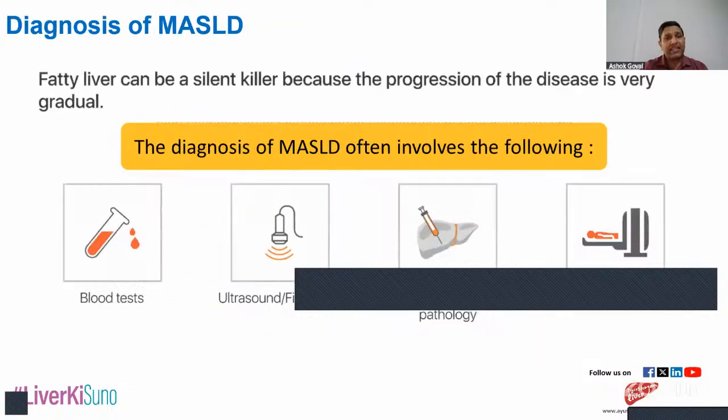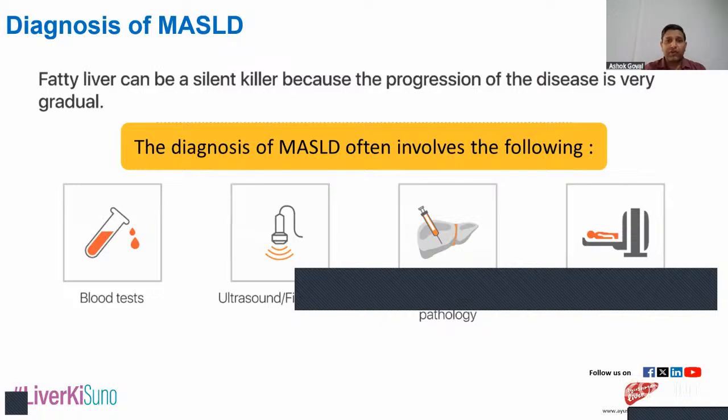So, after discussing the pathogenesis, what basically leads to MASLD, and then what the symptoms are, now we move on to the management part. In management, first we need to diagnose this condition, and accordingly, if the patient has proven MASLD or MASH, then we can decide how to treat the patient. So fatty liver can be a silent killer because the progression of the disease is very gradual and very slow.